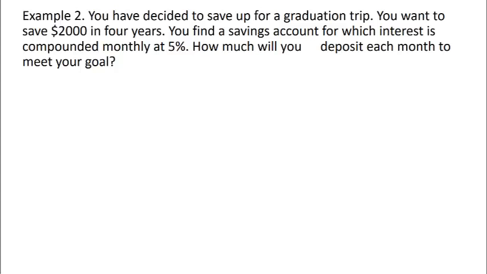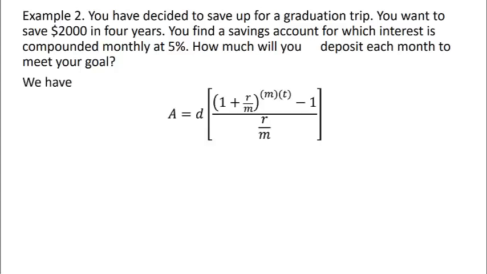Here's another example. You have decided to save up for a graduation trip. You want to save $2,000 in 4 years. You find a savings account for which interest is compounded monthly at 5%. How much will you deposit each month to meet your goal? Here's our formula. Let's be a little bit careful. This time we know we want our eventual amount saved to be $2,000. So we know that A is $2,000.